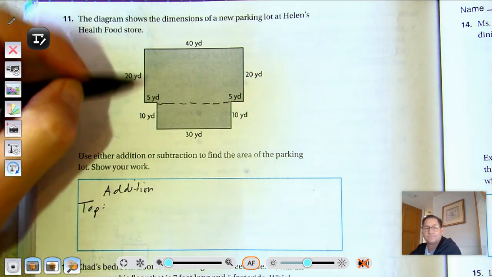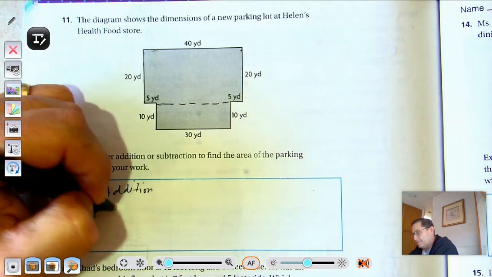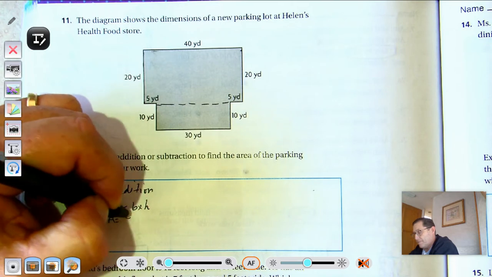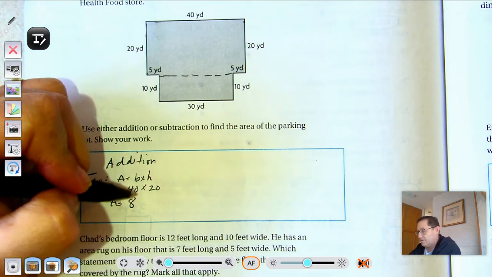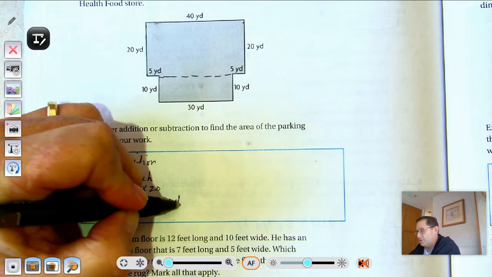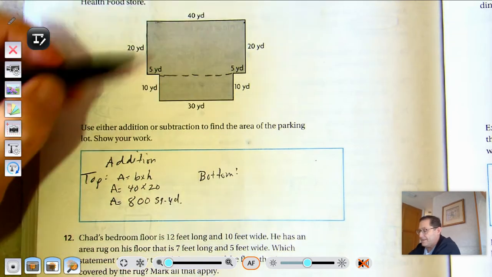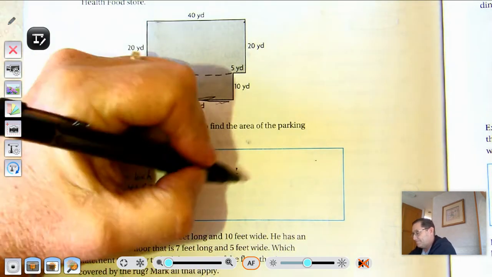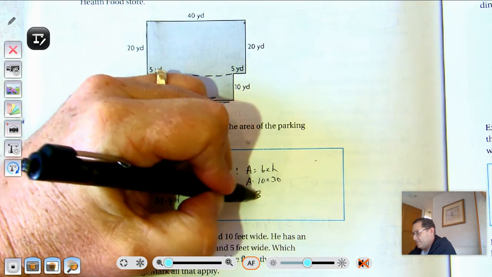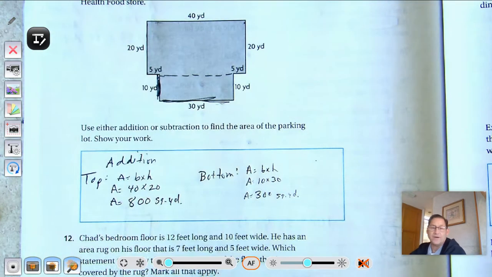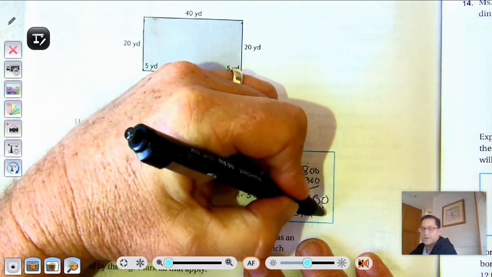My top rectangle, okay, the top rectangle is 40 by 20. Doesn't matter which one I call the base. 40 times 20. 4 times 2 is 8. 2 zeros, so 800 square yards for the top rectangle. The bottom rectangle is 10 by 30. So the area is 300 square yards. So now add those together. 800 plus 300, 1,100 square yards.